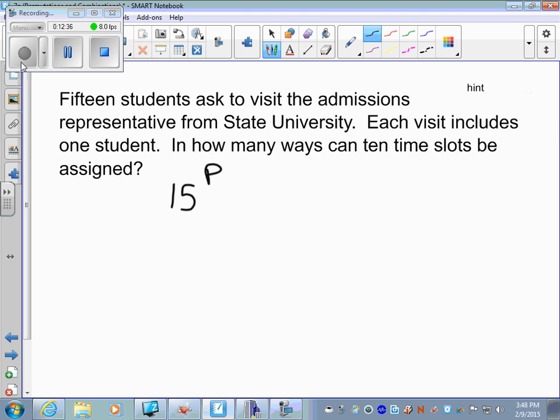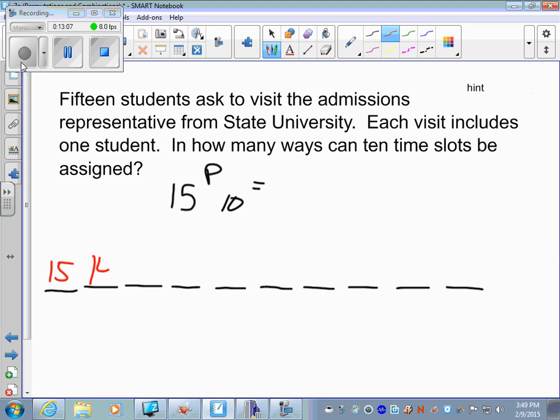So you can do it that way, or you can write out each time slot. So 1, 2, 3, 4, 5, 6, 7, 8, 9, 10 time slots. How many people want to be in that first time slot? Well, there's 15 total. 1 person actually gets that time slot, so how many people would be left for the second time slot? 14. How many people would be left for the third time slot? There's only 13 people left because 2 people already went. After the third time slot is gone, there's 12, 11, 10, 9, 8, 7, 6.